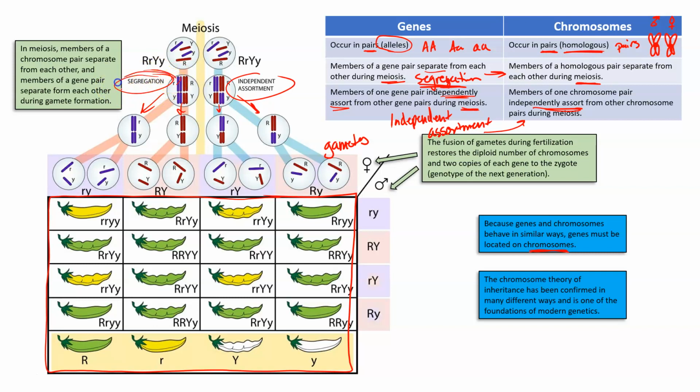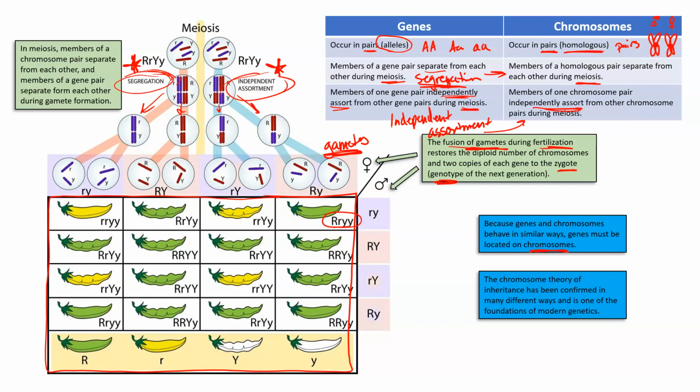Basically, like I said, the purpose of this video is not to go through what segregation is and what independent assortment is. We've already done that in previous videos. It's just pulling all of this information together and looking at the application of segregation and independent assortment on our way to producing gametes, which fuse during fertilization to produce a zygote genotype, which is the actual physical constitution of the letters, which are going to be expressed as physical traits, which is the phenotype.